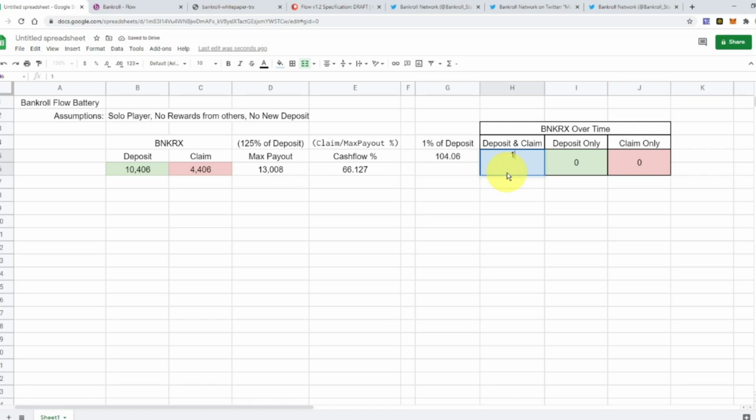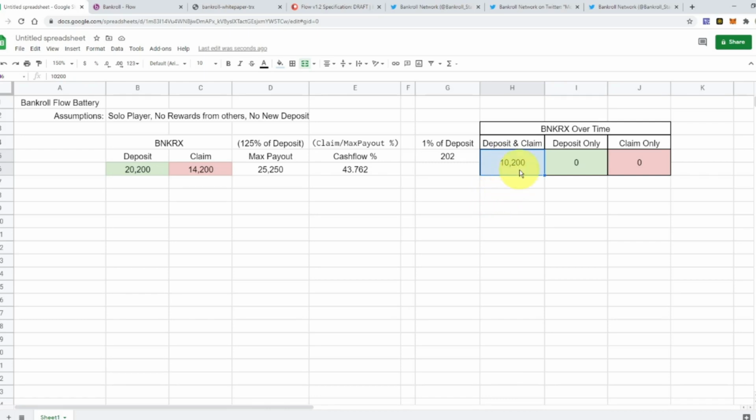Let's say way down the line, you've rolled for 100 days and now you're at 10,000 BNKRX rolled. You'll see that your cash flow battery is at 44%. Before, it was losing 0.5%. Let's see what happens when I just roll it by the 1% of that particular day. Instead of going down 0.5%, it only went down 0.3. But let's keep it going.